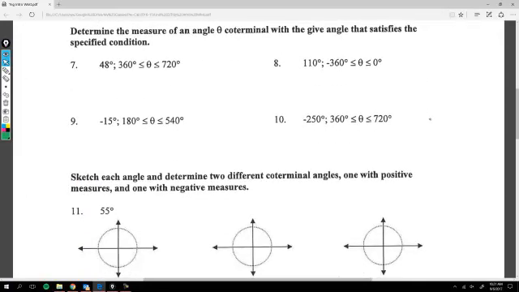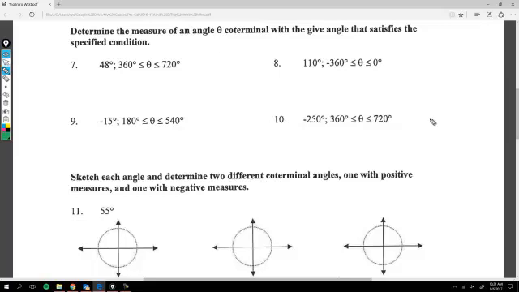Okay, so next they ask us to determine the measure of an angle coterminal with a given angle that satisfies our domain here. Well, coterminal is a new word, and again, terminal just means where it ends, and co just means like together or with. So really, an angle that's coterminal just means it ends in the same place.